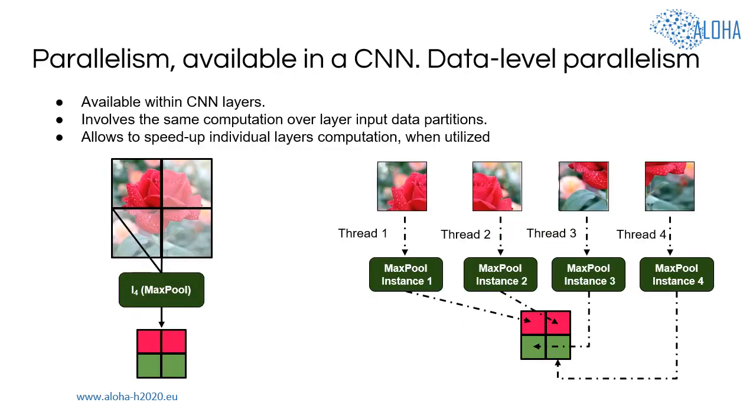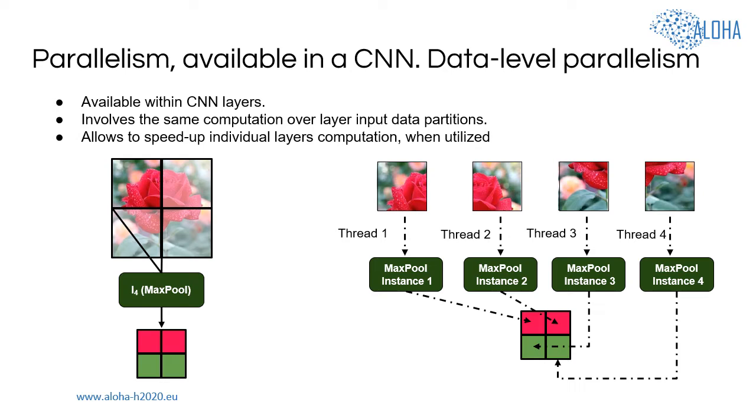To efficiently distribute CNN workload over the MPSoC processors, one should efficiently exploit the parallelism available within the CNN. There are two types of parallelism available within the CNN. The first type is data-level parallelism. This type of parallelism is available within CNN layers. It involves the same computation, for example max pooling, performed over partitions of the layer input data.